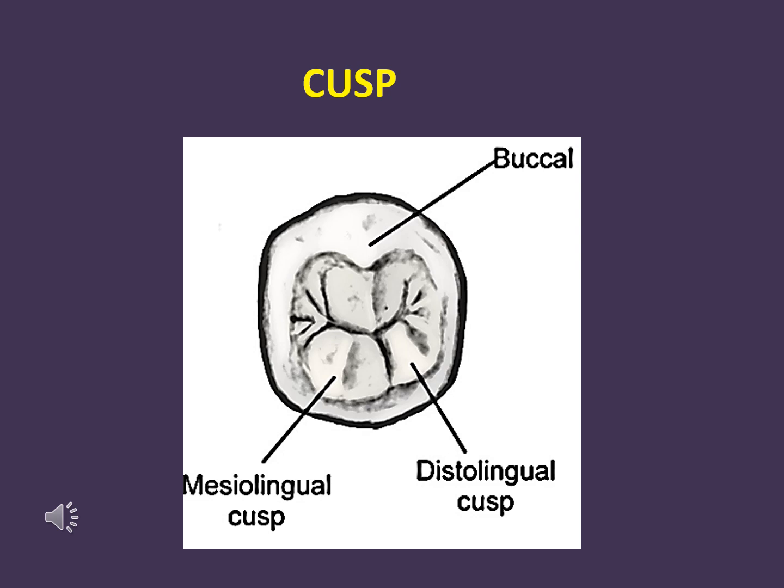That is, the cusp that is nearer to the mesial side is called the mesiolingual cusp, whereas the cusp that is nearer to the distal side is called the distolingual cusp. A single cusp present in the buccal aspect is called the buccal cusp. Compared to the other two, the buccal cusp is the largest cusp. Comparing the lingual cusps, the mesiolingual cusp is larger than the distolingual cusp.